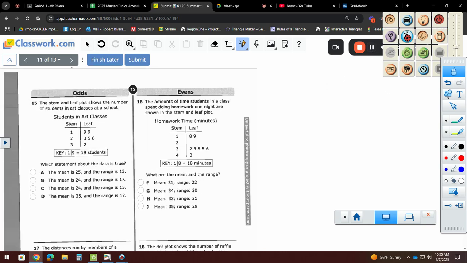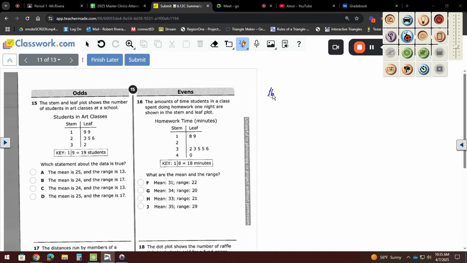Here we go. Which one do you want me to do? 15 or 16? I know you already did both, but which one would you want me to do? 16? Okay, 16 it is. They want the mean and the range. Oh, this is going to be fast because they're already organized nicely. Mean and the what? Range. Which one should I do first that will probably be faster?